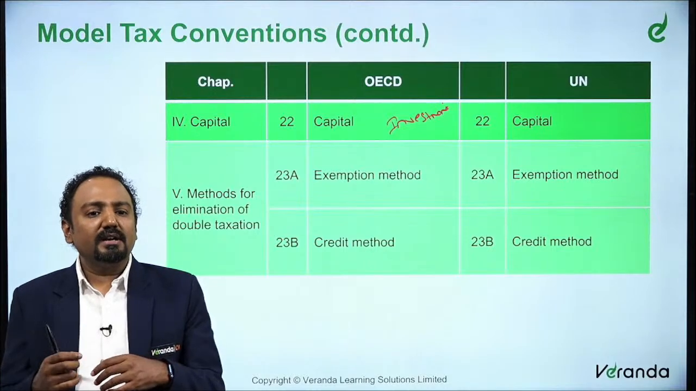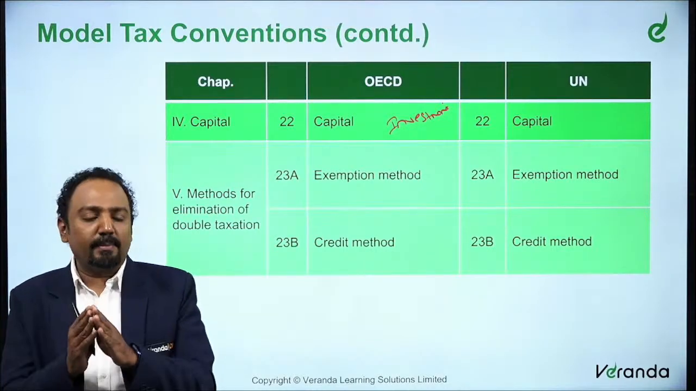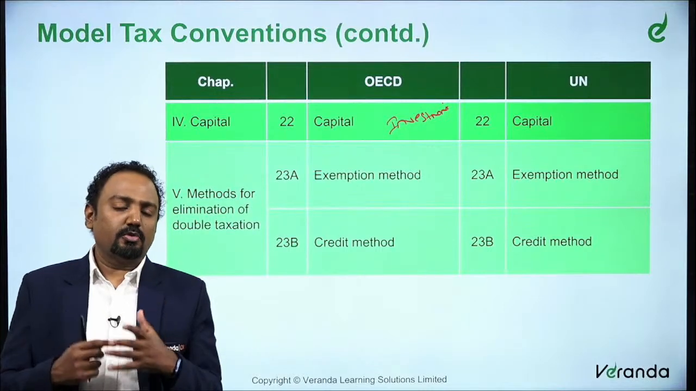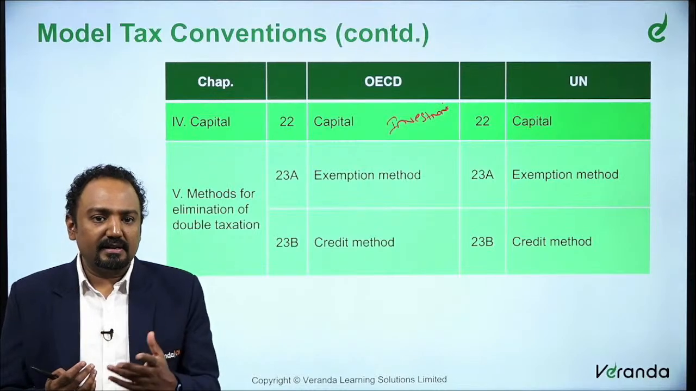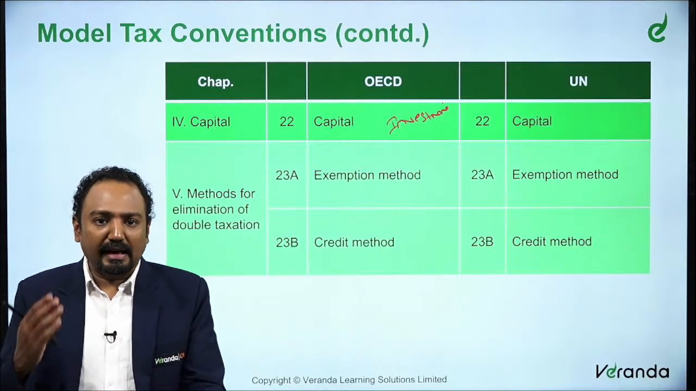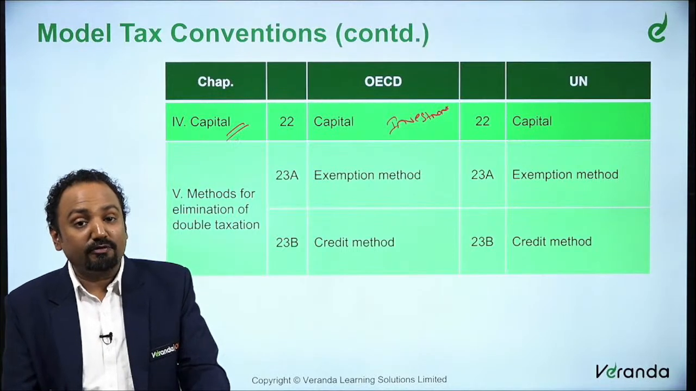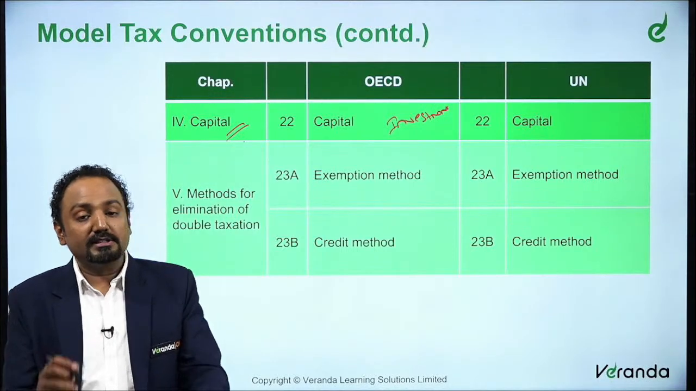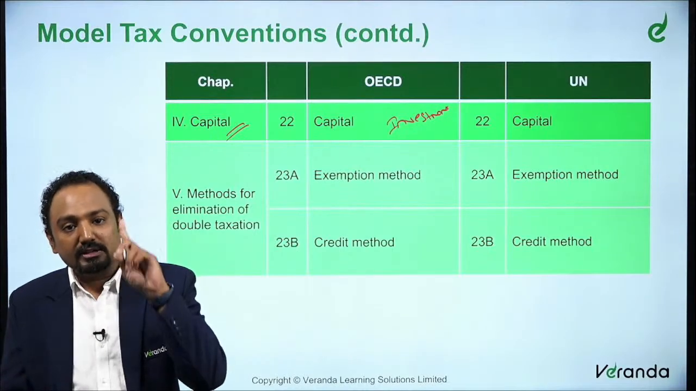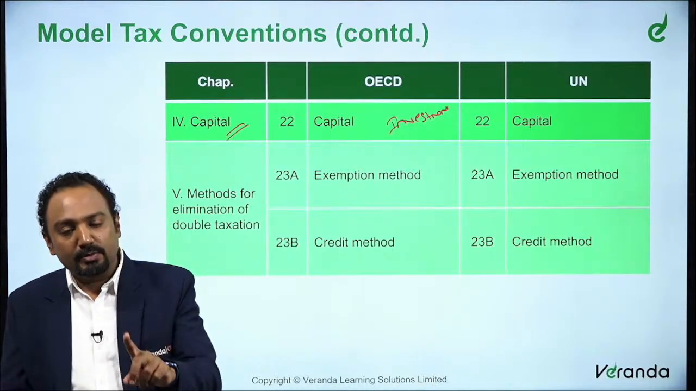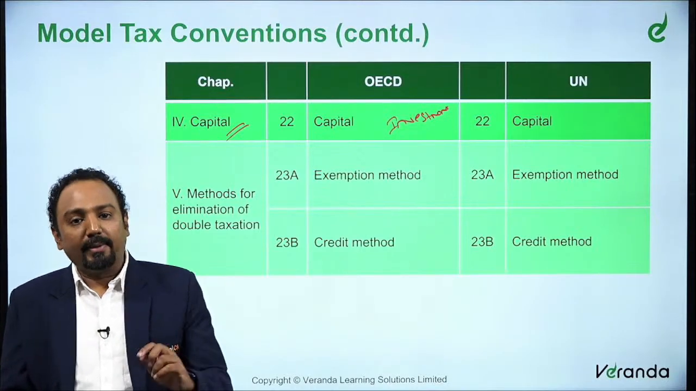So when you say investment, whatever capital investment has been made in a particular country, how do you treat that? What happens when you are making an investment in another country? That's what you are calling a capital investment. That is discussed in chapter 4. Chapter 4 of this treaty, both in OECD and United Nations, has only one article, which is article number 22, which talks about capital investments made in a particular country.